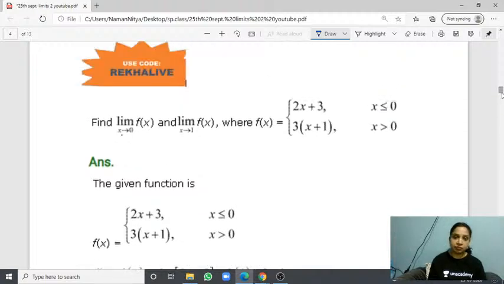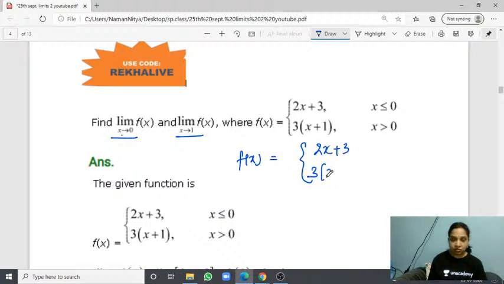So here we have the next question in this way. Find limit x tends to 0 and limit x tends to 1 for f of x, where f of x is 2x plus 3 for x less than or equal to 0, and 3x plus 1 for x greater than 0.